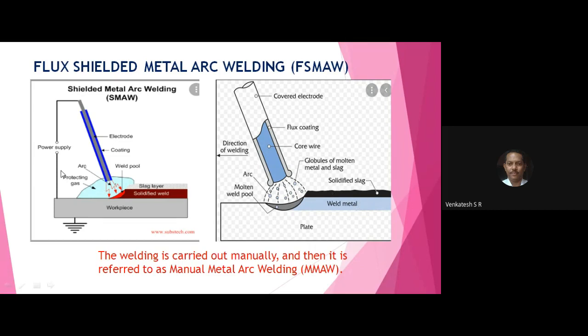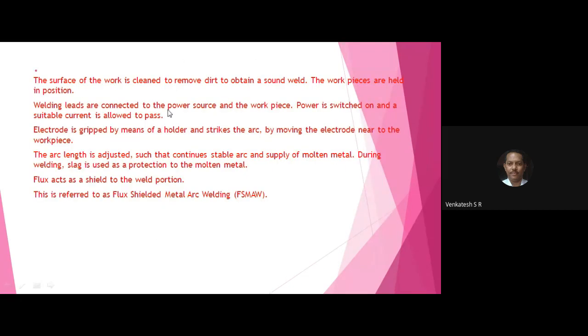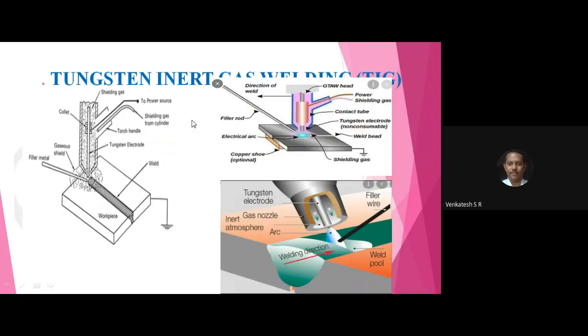And these are the constructional features of the metal arc welding. This is the electrode, and this is the weld pool. There is a liquid metal, and this is the slag layer. This is the solidified weld, and this is the workpiece, and the table is grounded. And this is the principle of operation of flux shielded metal arc welding.